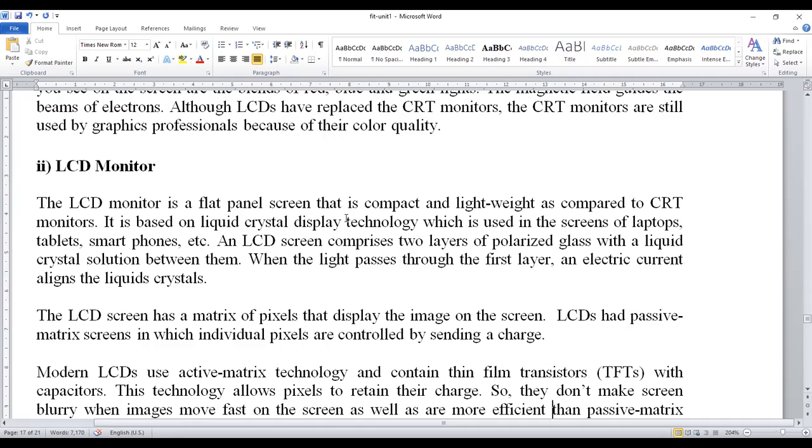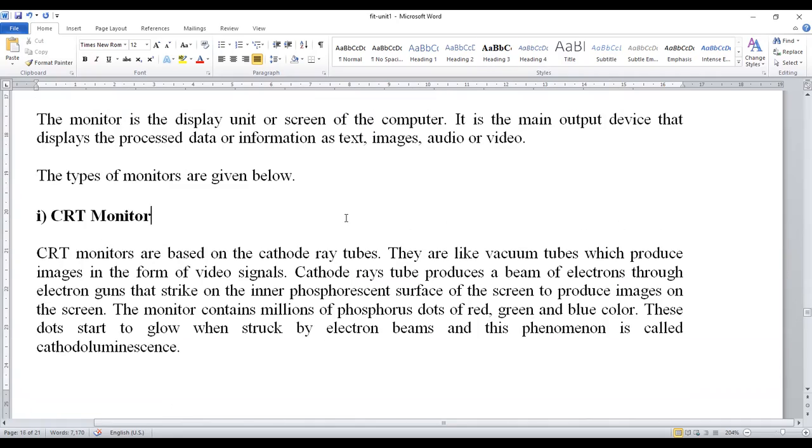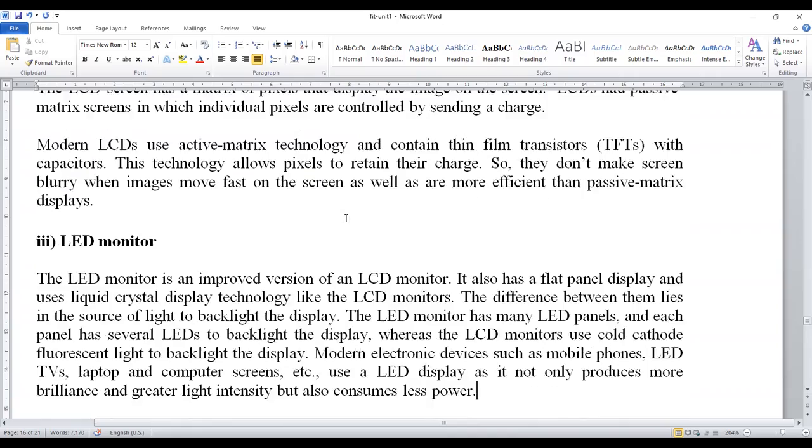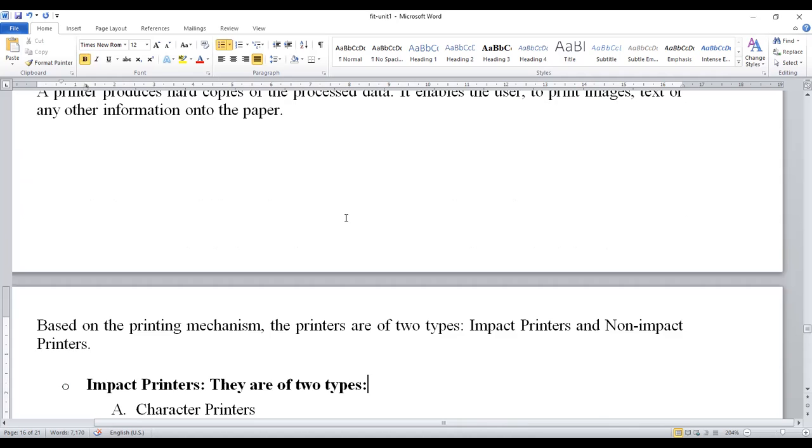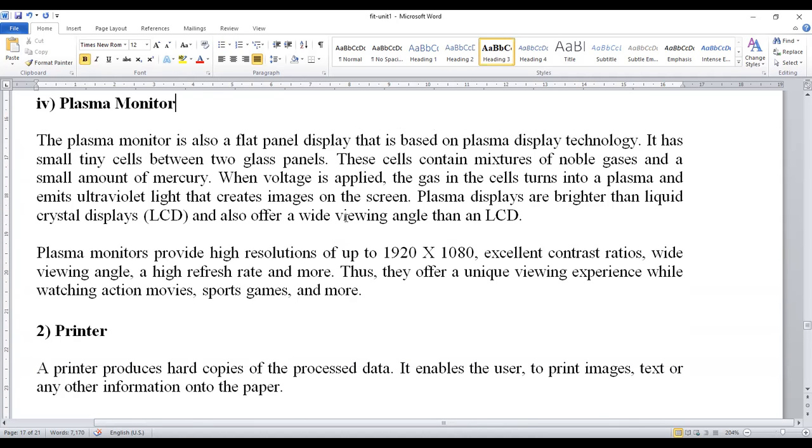Next is plasma monitors. The plasma monitor is also a flat panel display that is based on plasma display technology. It has small tiny cells between two glass panels. These cells contain a mixture of noble gas and a small amount of mercury.